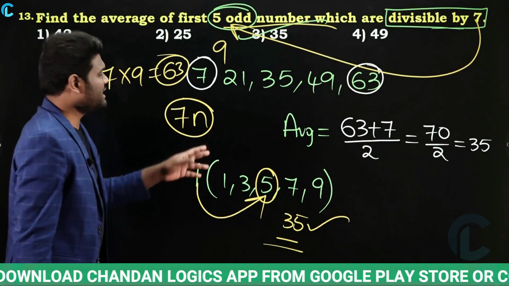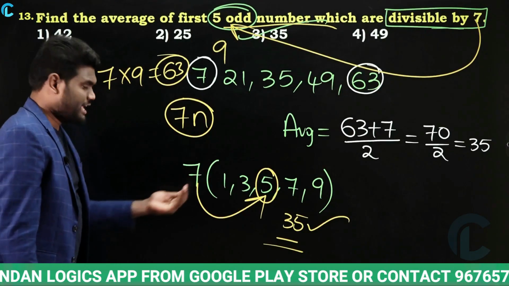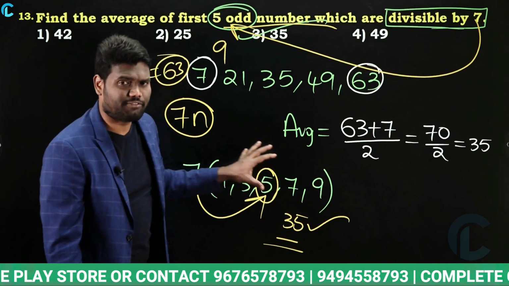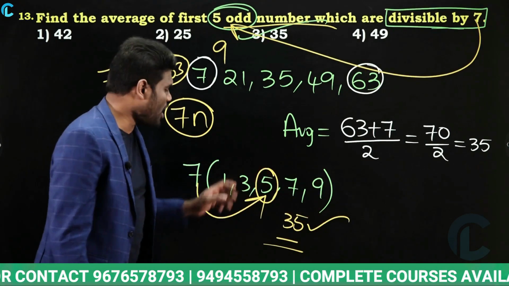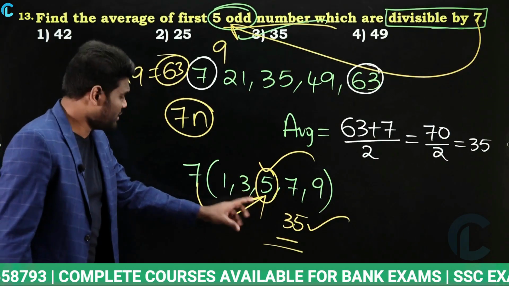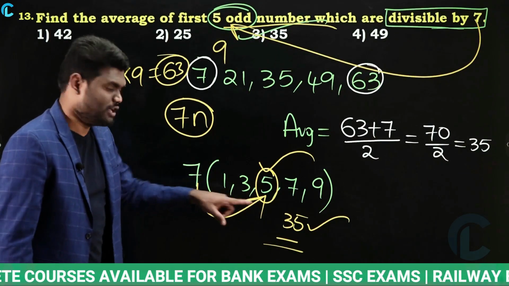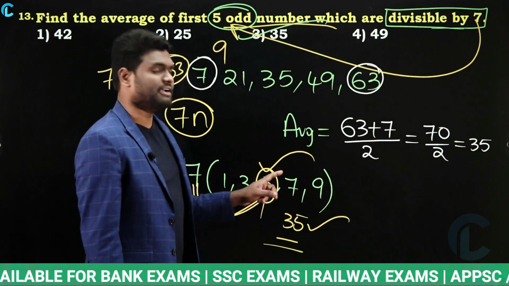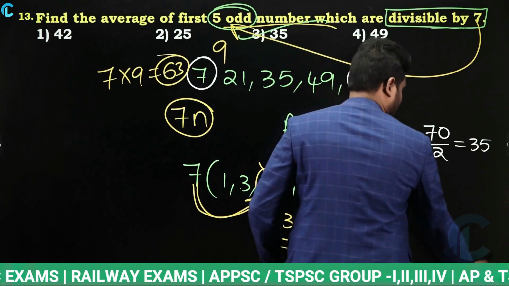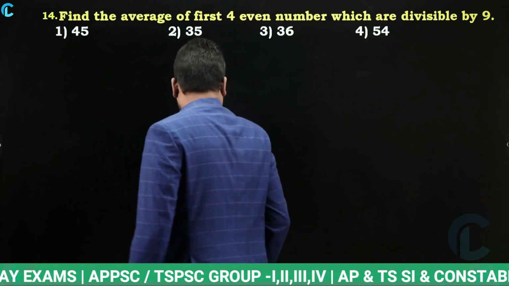Or else what you can do is, you can just take 7 common. If you take 7 common, 1, 3, 5, 7, 9. These are the first 5 odd numbers. For the first 5 odd numbers, the average is nothing but 5. If the average is 5, it should be divisible by 7. So simply what you will do is multiply it with 7. 7 into 5, you can say that the answer is nothing but 35. Let us look at the next question.